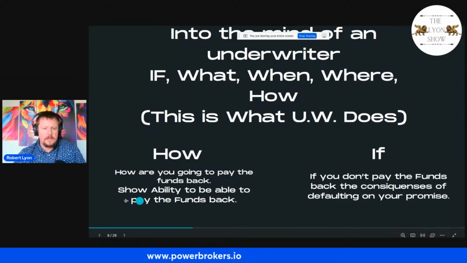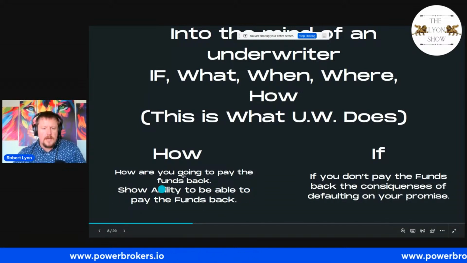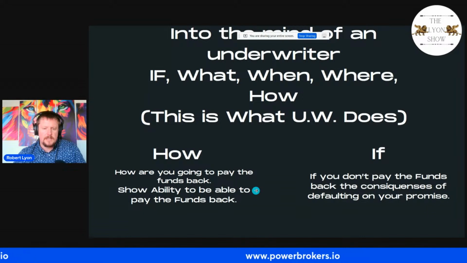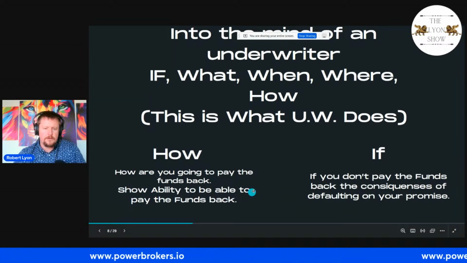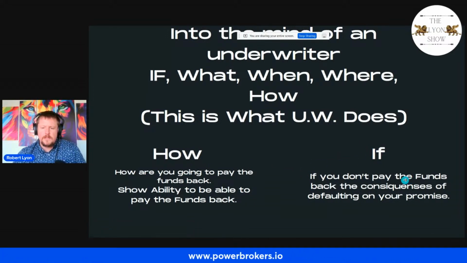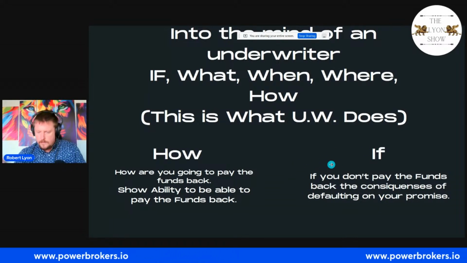How are you going to basically have the proof that you can pay back the loan, right? So this is going to be your bank statements. This is going to be your tax returns. This is going to be your personal credit, because you have proof of making payments, and so on and so forth. And then they're also going to be wondering, if you don't pay the funds back, what are the consequences of defaulting on your promise, right?